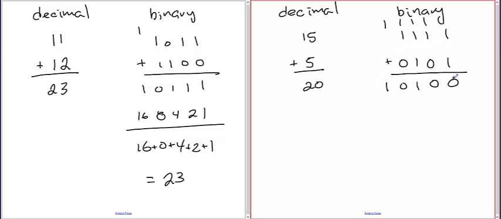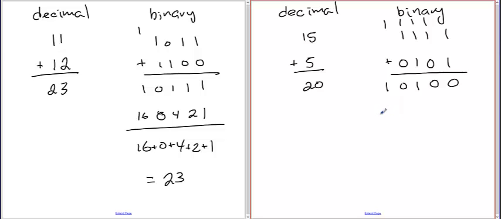First, 1 plus 1 is 0. Carry 1. 1 plus 0 is 0. Carry 1. 1 plus 1 is 1. Carry 1. 1 plus 0 is 0. Carry 1. And you get that.